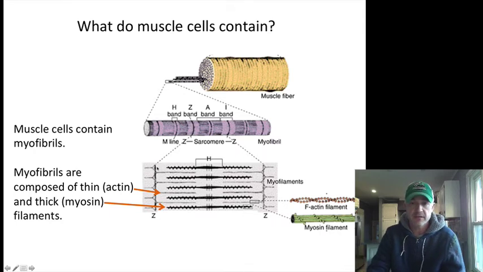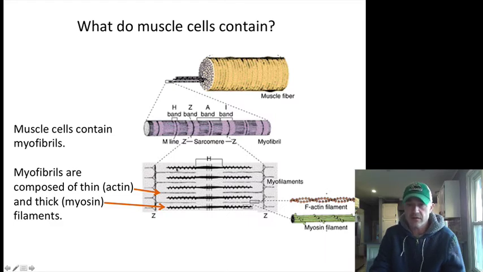So these thin filaments, and this structure that is down at the bottom here is a sarcomere, is showing you the repeating unit of the muscle. So these are the actin filaments. You can see they're going in between the myosin filaments, which are the darker ones right here. Those are the thick filaments.